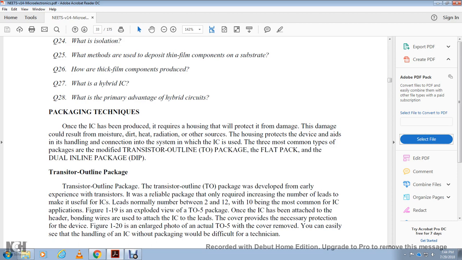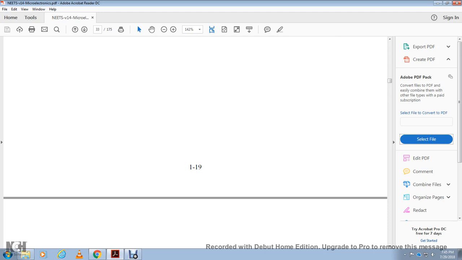The transistor outline pack was developed early, based on experience with the transistor, as a reliable pack that only required the number of leads needed to make the integrated circuit, with lead counts between 2 and 12. Figure 119 is an exploded view of the transistor outline 5 package of the integrated circuit, with the header, mounting, and wire attached to the leads. The cover provides the necessary protection for the device. Figure 120 is an enlarged photo of the actual transistor outline with the cover removed. You can easily see that handling the integrated circuit without packaging would be difficult for the technician.